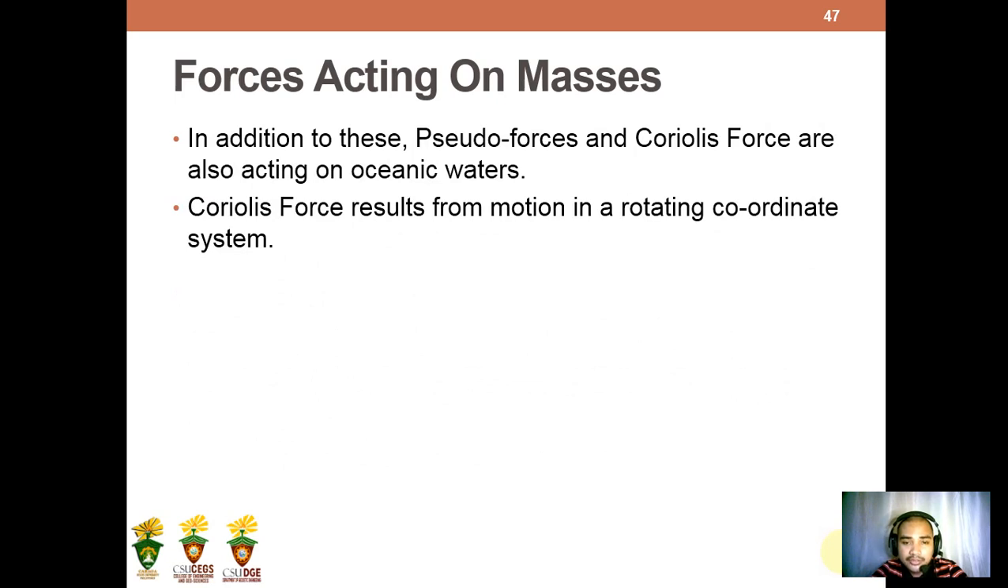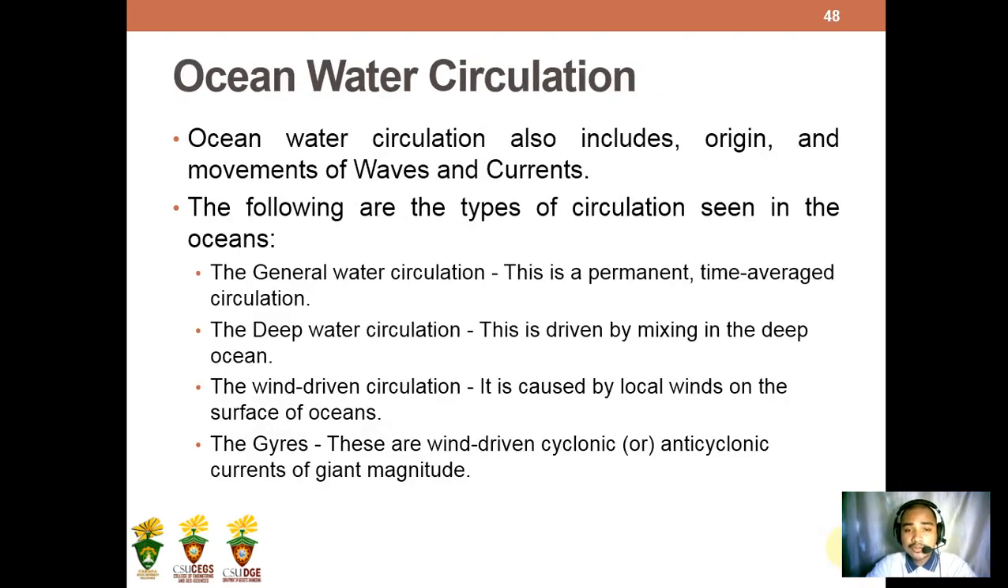And in addition, pseudo forces and Coriolis force are also acting on ocean waters. So when we say Coriolis force, this results from the motion of rotating coordinate systems. When we say ocean water circulation, this includes the origin and the movements of the waves and the currents. So listed below here are the types of circulation that can be seen in the oceans.